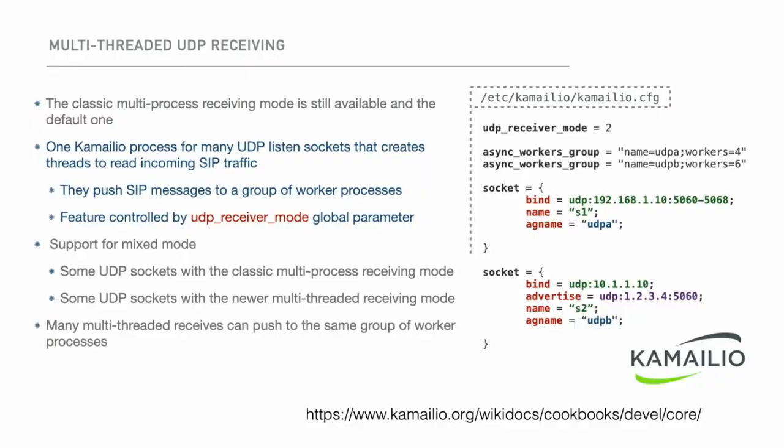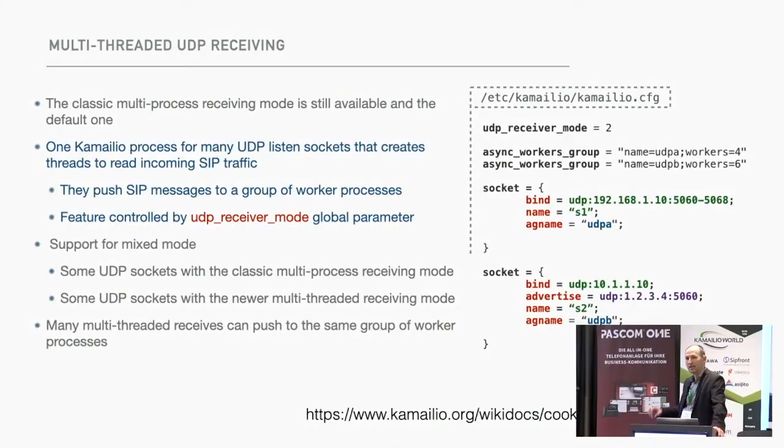So how does this work? Again, multi-process is still the default one. This is the new one, and you can enable it by controlling it with the UDP receiver mode. If it's 0, it's the old style. If it's 1, it's completely the new style. And if it's 2, you can combine them: for some sockets you create dedicated processes, and for other sockets you use this multi-threaded model with a worker group of processes.